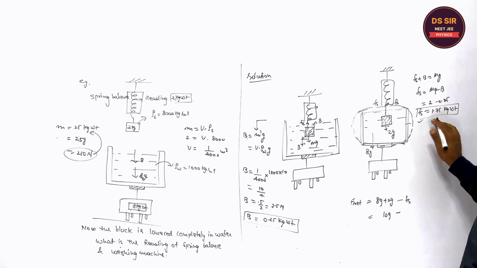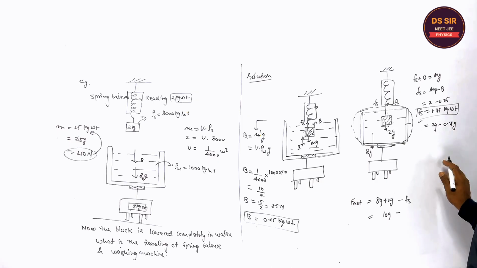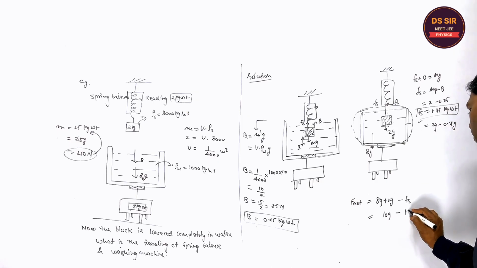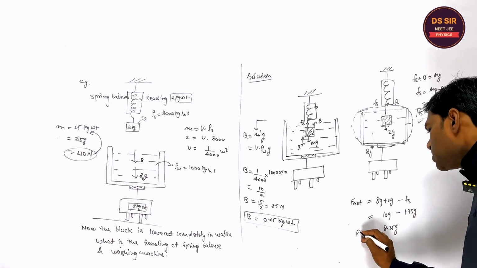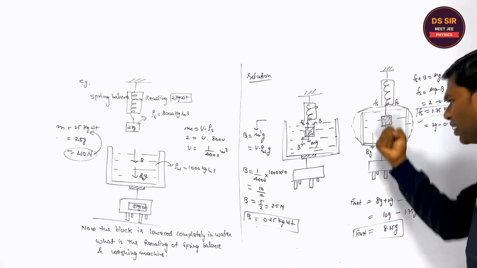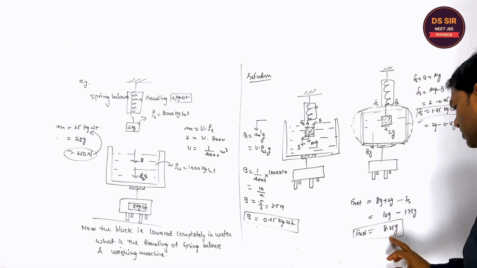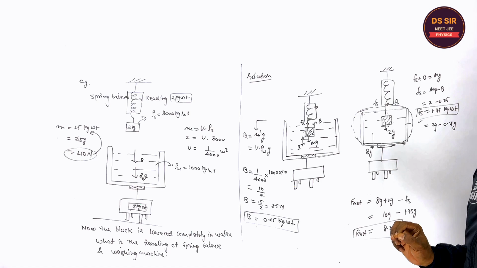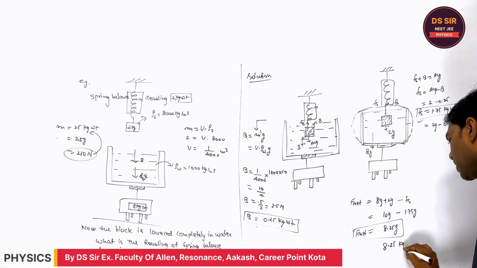And what is the spring force? The spring force is 2g minus 0.25g, which is 1.75g. So the net force is 10g minus 1.75g, equal to 8.25g. You can also solve it in this way: the net force acting is 8g plus 2g minus spring force. The answer will again be 8.25g Newton, or the reading will be 8.25 kg weight.